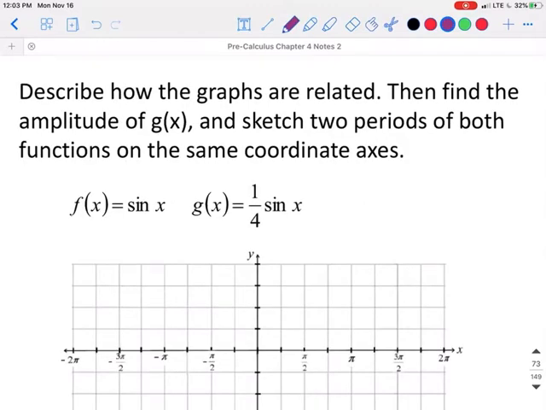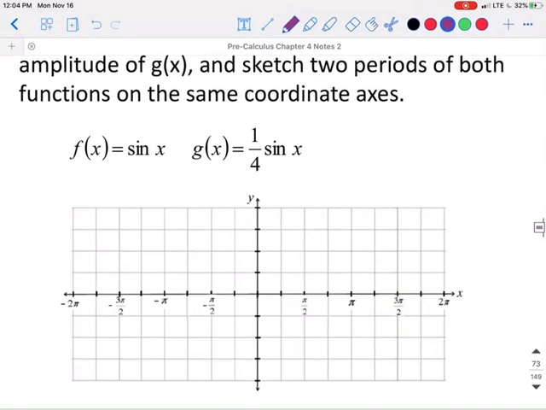So we need to describe how the graphs are related. Then we need to find the amplitude of g of x, and sketch 2 periods of both of the functions. Because this function is 1/4 sine of x, we know it is going to be compressed vertically by a factor of 1/4.